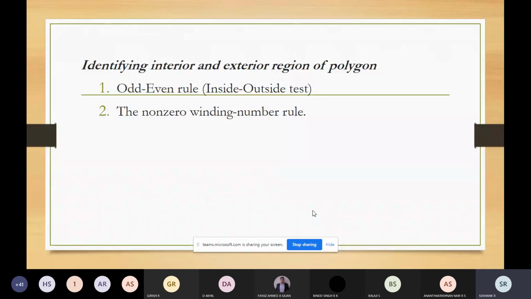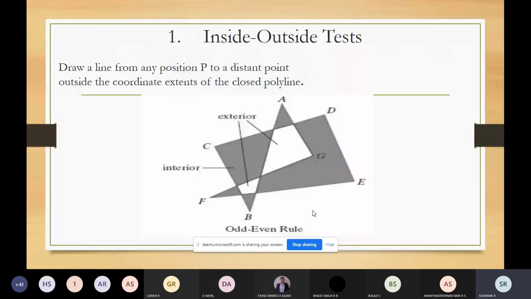So we have these two methods: the odd even rule and the non-zero winding number rule. They are used to decide whether a point will be inside the polygon or outside the polygon.